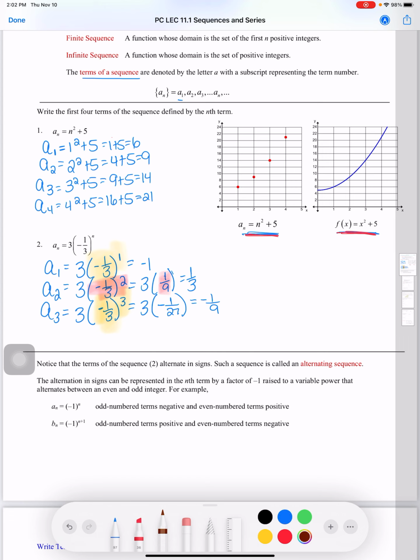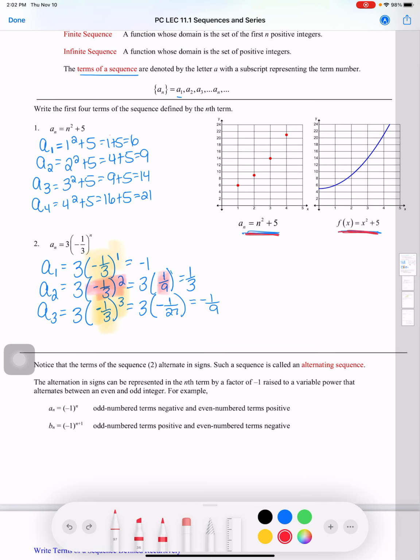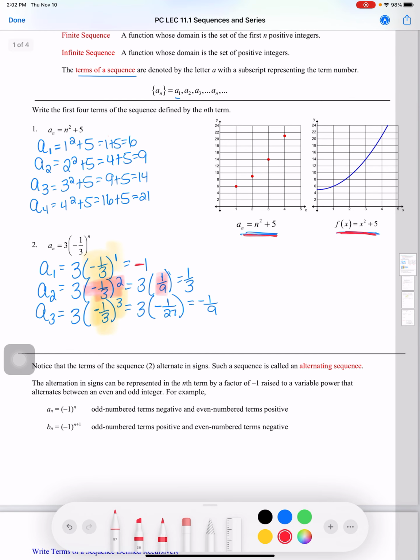Now, if you look here, what you notice is that I started with a negative number. Then I had a positive 1/3. Then I had a negative 1/9. So I'm pretty sure that this next term, which I have negative 1/3 to the fourth power, when I multiply that, that is going to give me a positive 1/27.